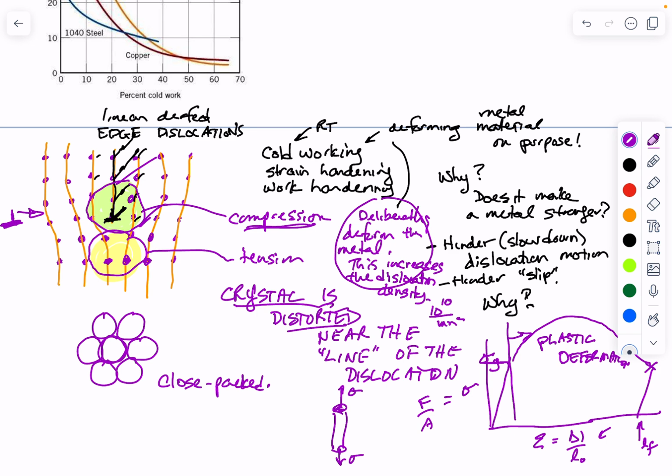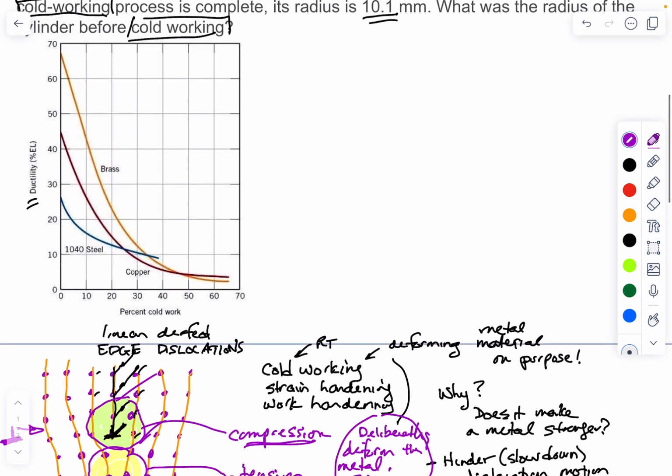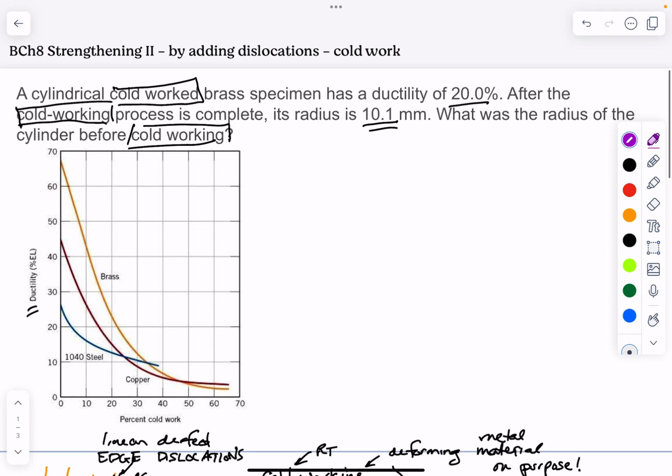So as we add more and more dislocations, we actually move the yield strength up. If we plastically deform it to here, unload it, and reload it, we end up with a stronger part with the same elastic modulus. We end up with a higher yield strength. All right, so let me return to the problem statement.